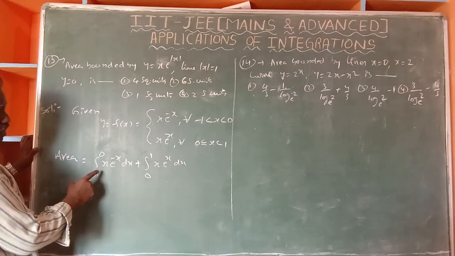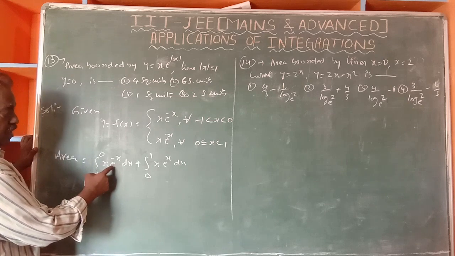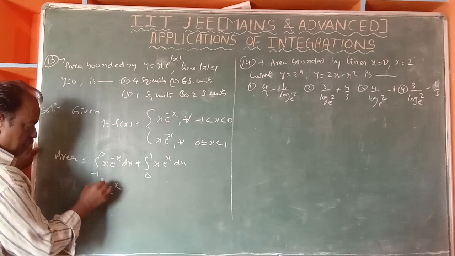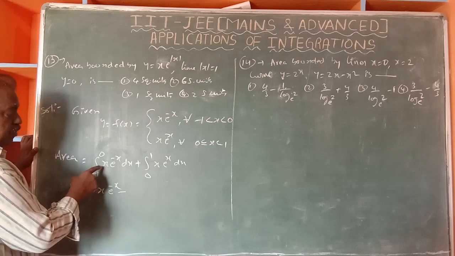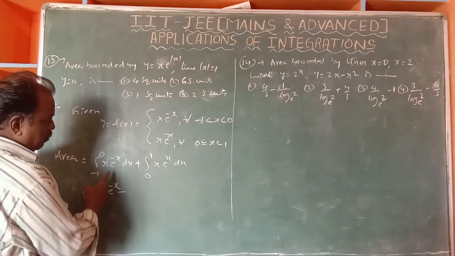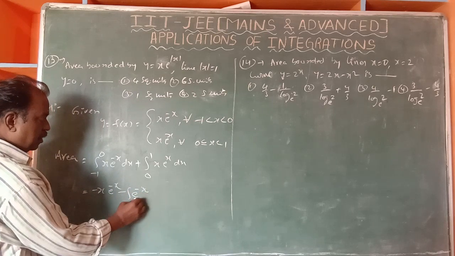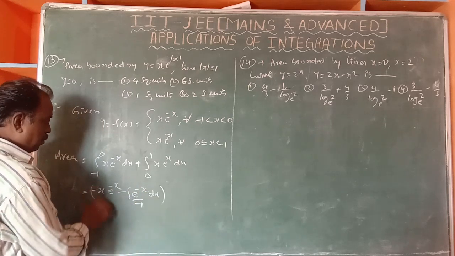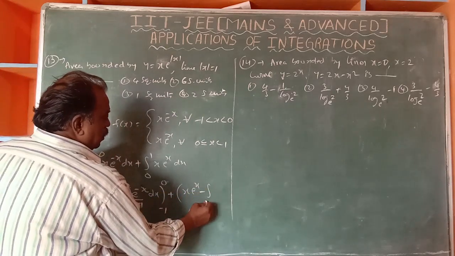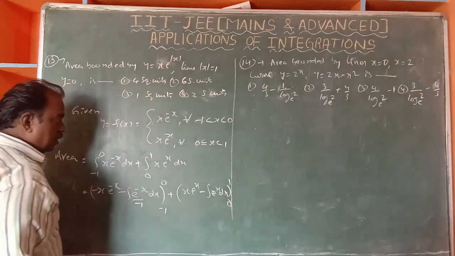It is by the Ilate formula: first function, second function. x, the integration of e power minus x is e power minus x by minus 1, minus, and minus the integral of the differentiation of the first function, 1, times e power minus x by minus 1 dx with the limits minus 1 to 0. Here also, x e power x minus e power x dx with the limits 0 to 1. Here it is minus 1 to 0.